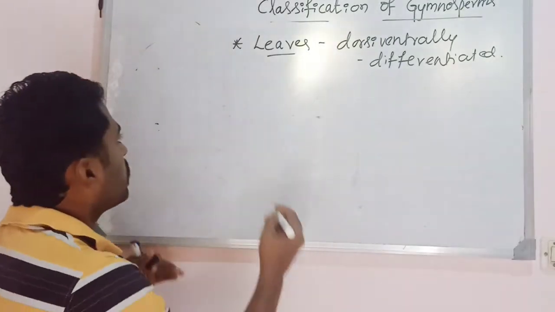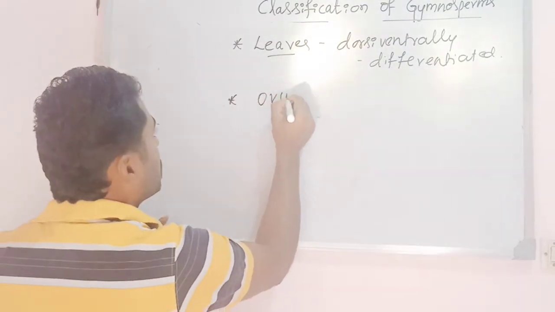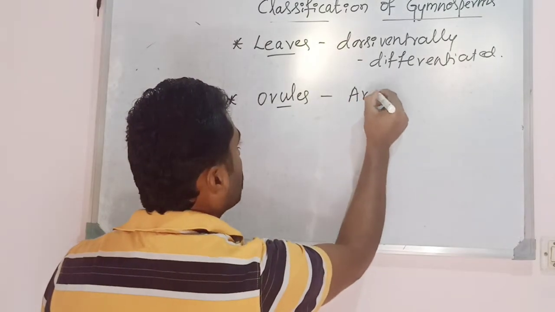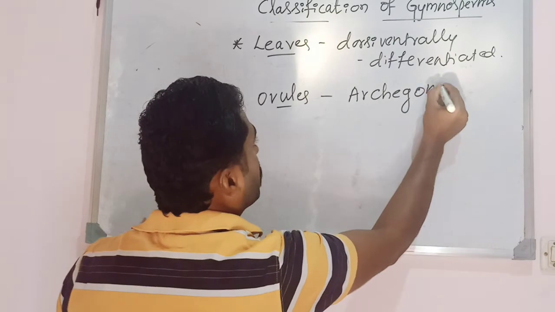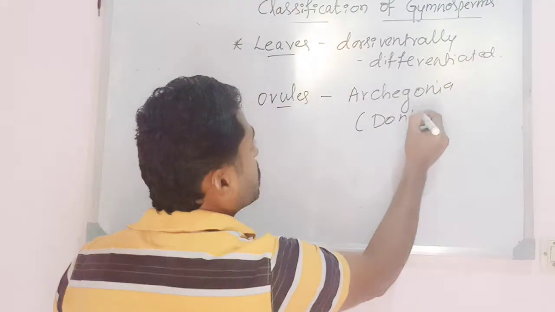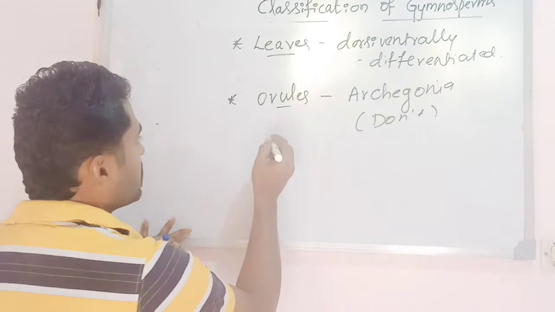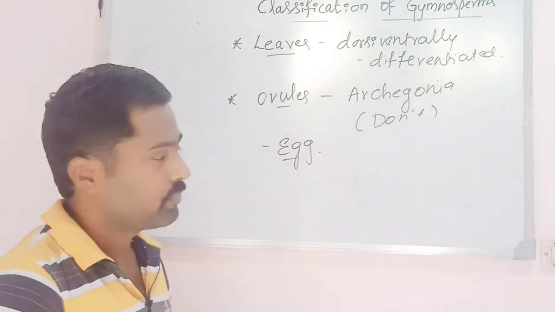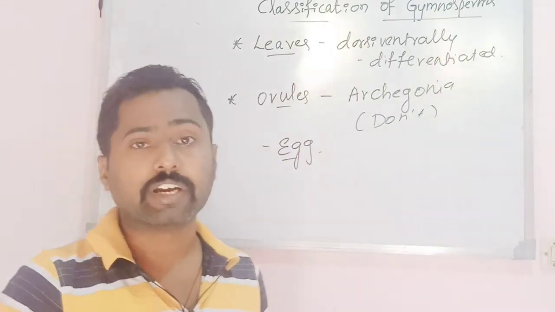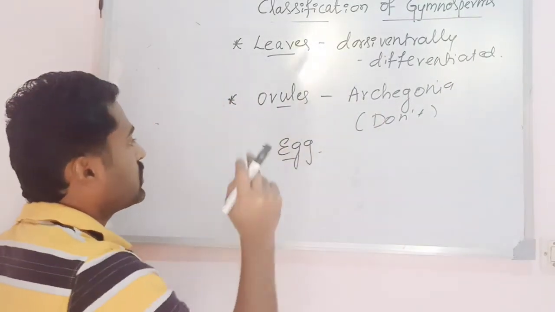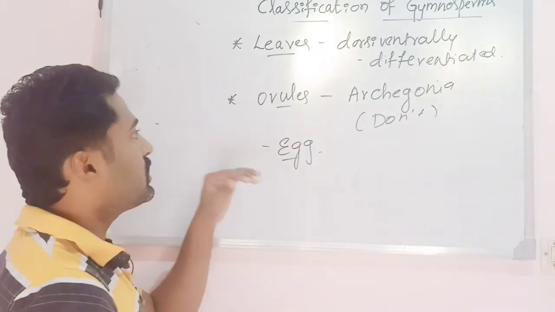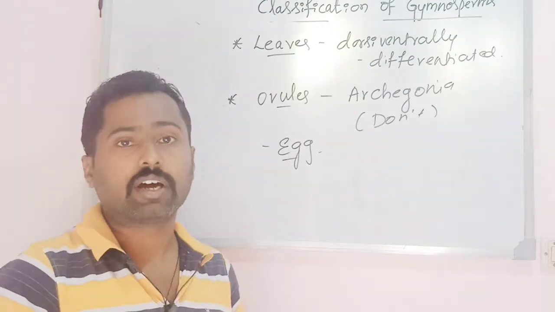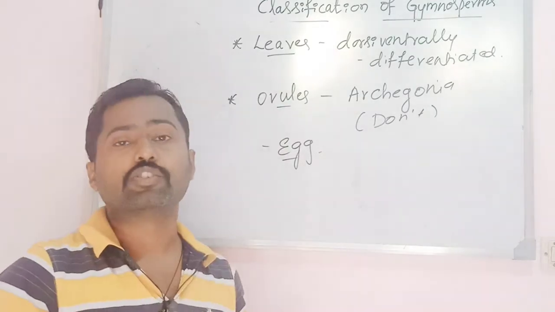Whereas the ovules in Gnetopsida members do not possess archegonia, but the archegonia is represented only by the egg. So there are no structures like neck and venter, where the archegonia is represented only by the egg. So this is again the advanced character of gnetum, or Gnetopsida members, that resembles the angiospermic plants.